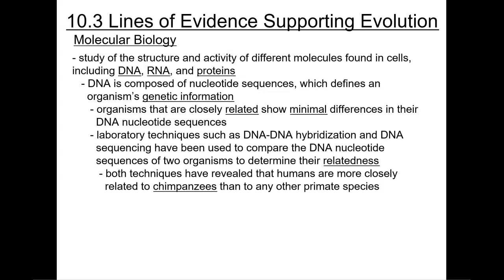We have laboratory techniques such as DNA hybridization and DNA sequencing that are used to compare the DNA nucleotide sequences of two organisms to determine their relatedness. Both techniques have revealed that humans are more closely related to chimpanzees than any other primate species.